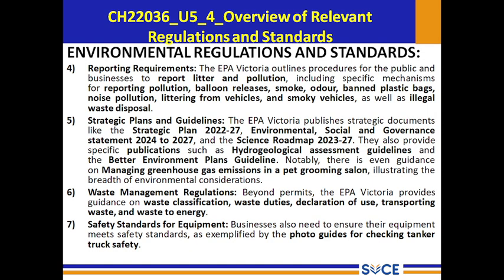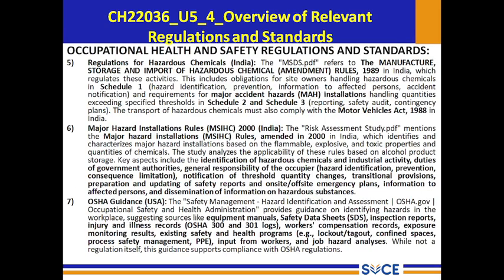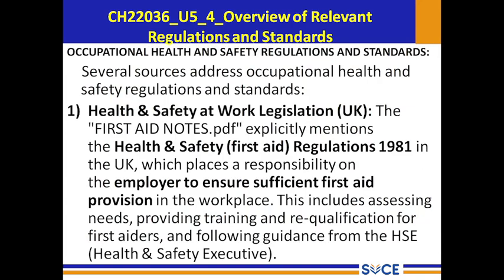Then again, we come to the second one, occupational safety. Occupational health and safety regulations and standards. Now we are with that. This is a big one, which has nearly 9 points. Let us see one by one. Several sources address occupational health and safety regulations and standards, which is also called OSHA, Occupational Safety and Health Administration. This is health and safety regulation and standards.